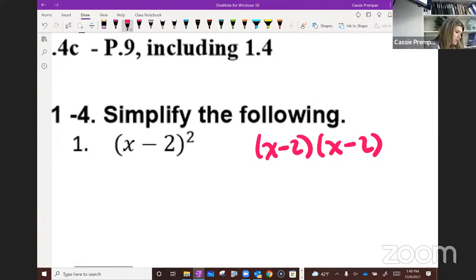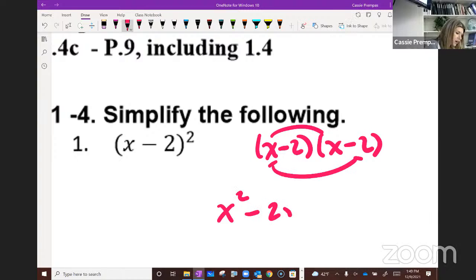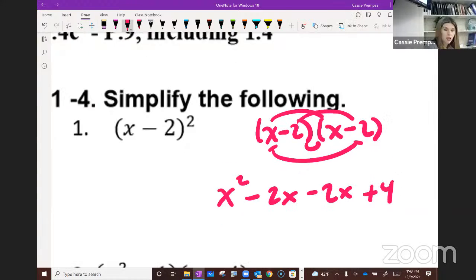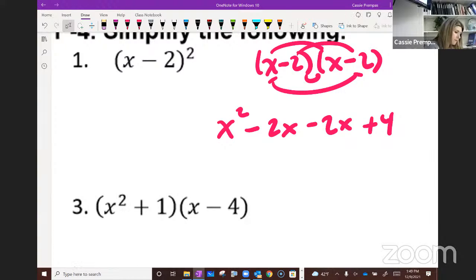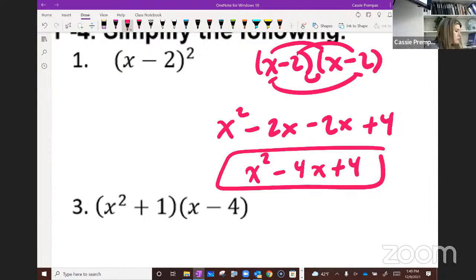So we would do first times first, which gives us x squared. Outside gives us negative 2x. Inside gives us negative 2x. Last gives us positive 4. And then are there any like terms I can combine? Good. The middle two, which gives me x squared minus 4x plus 4.